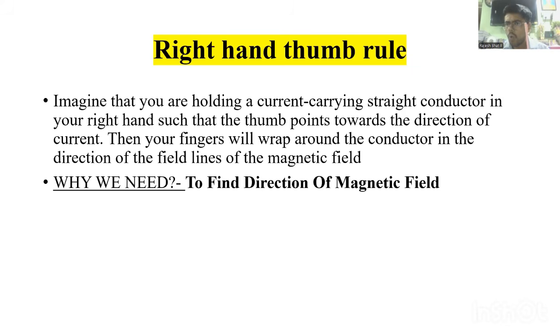Okay, now you understood this. But why do you want the right hand thumb rule? Because what is the direction of the magnetic field? Clockwise or anti-clockwise? To know which way it is going, you need the right hand thumb rule.